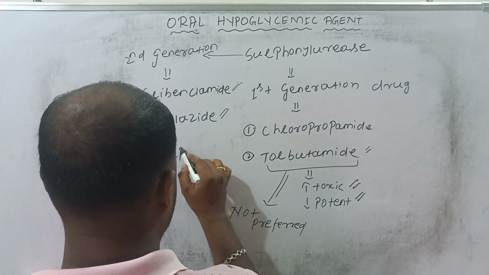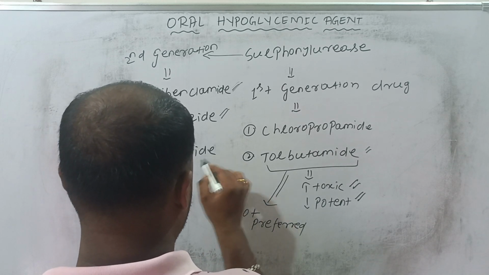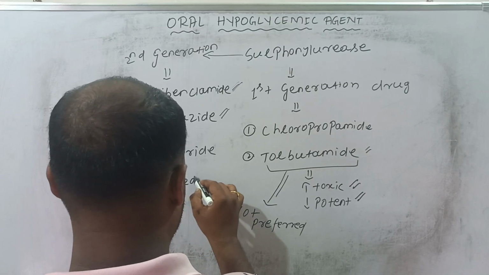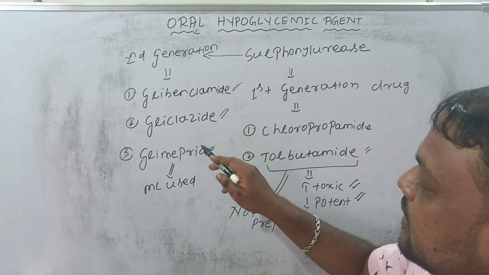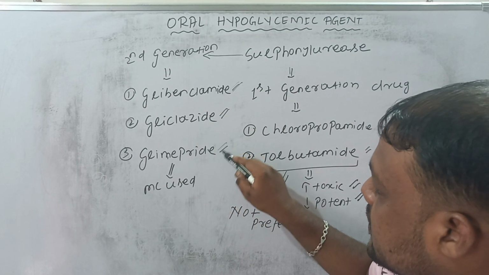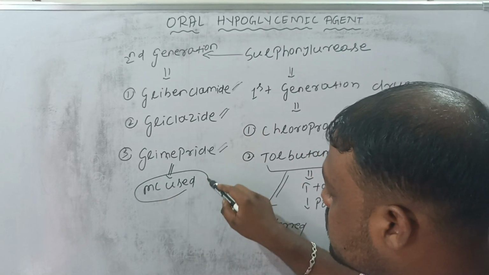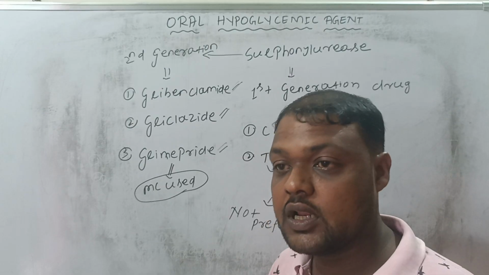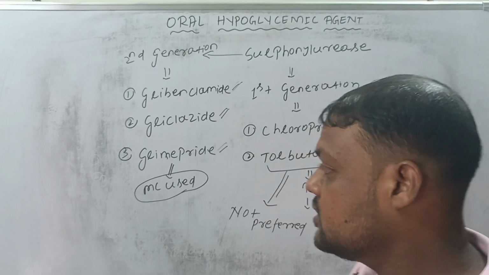glimepiride, most commonly used. Glibenclamide, gliclazide, and glimepiride are the most commonly used sulfonylureas in day-to-day life in type 2 diabetes mellitus.